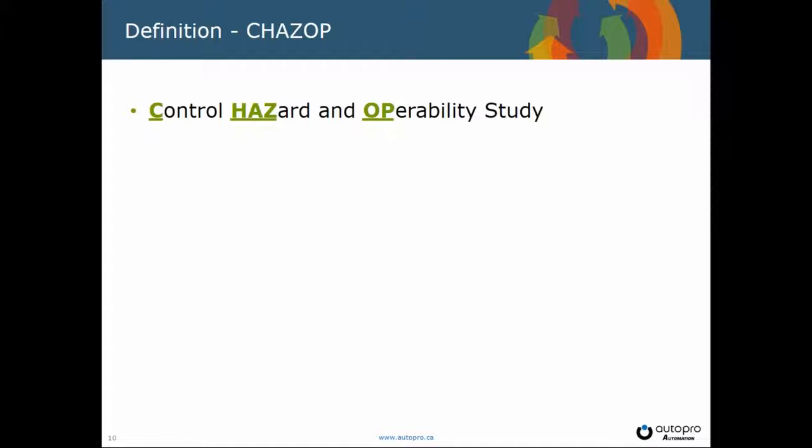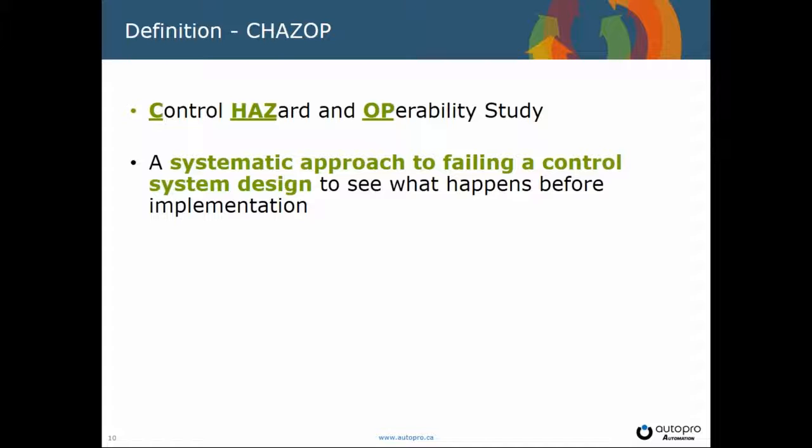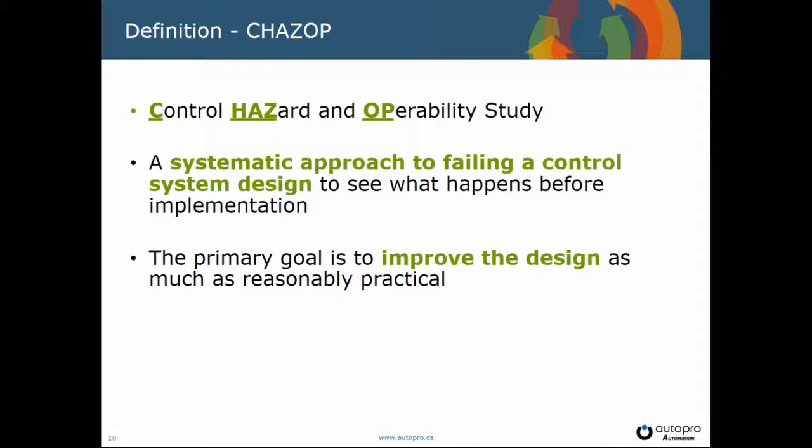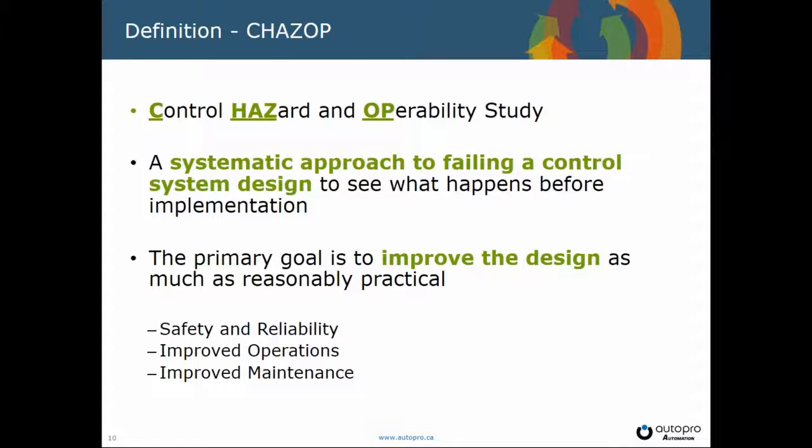So that's a general overview of a CHAZOP. And again, it's fairly high level. But a CHAZOP is essentially the same thing, except it's specifically centered around the control system. So again, it's a systematic approach to failing a control system design. And what are the effects? If we lose a CPU, or we lose an I/O module or a power supply, what happens? Again, the primary goal is to improve the design as much as reasonably practical, to improve operations, maintenance, safety, reliability.